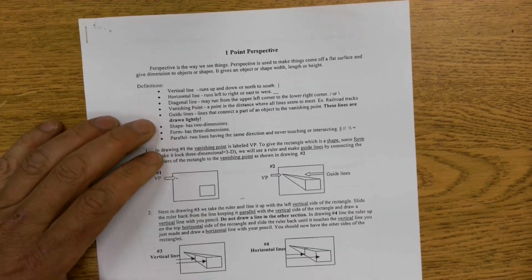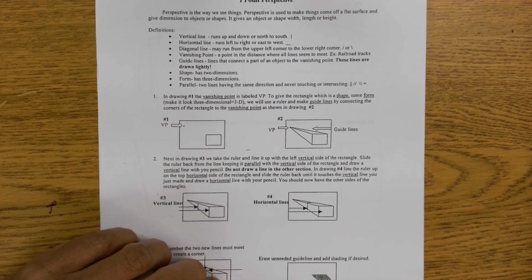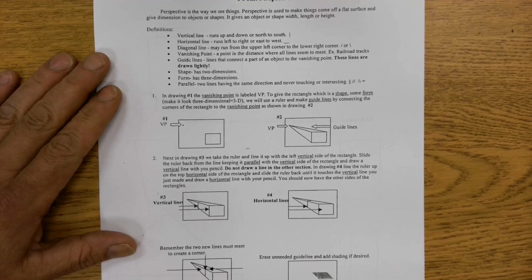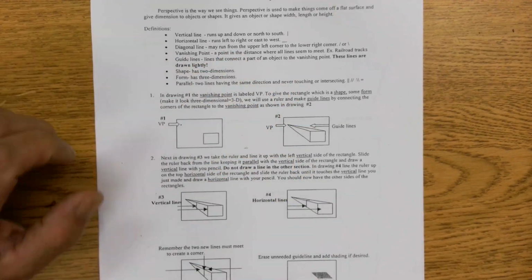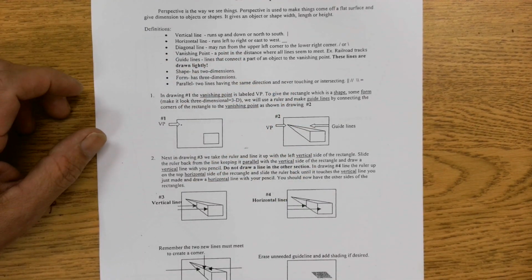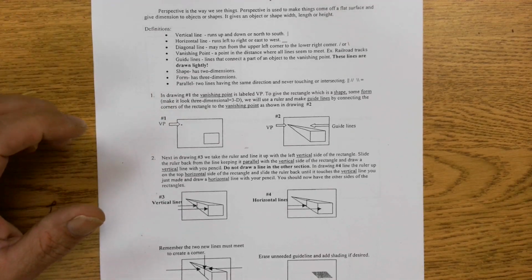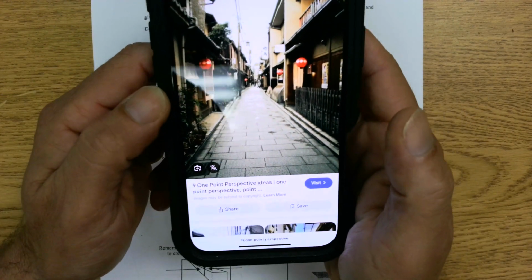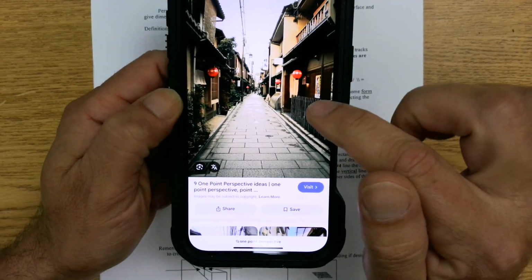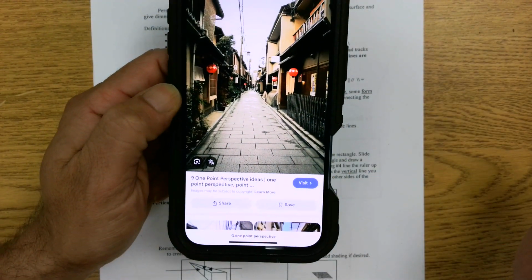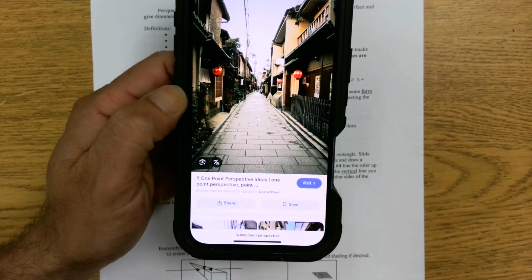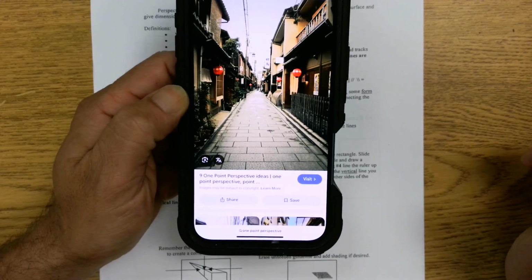Okay, kids, so today you are going to be working on something called one-point perspective. Now, you may have had a little bit of this in sixth grade, but we're going to take it a little bit further in seventh grade. So, if you look at this image right here, this is a great example of one-point perspective. Perspective is the way our eyes see things in the world.